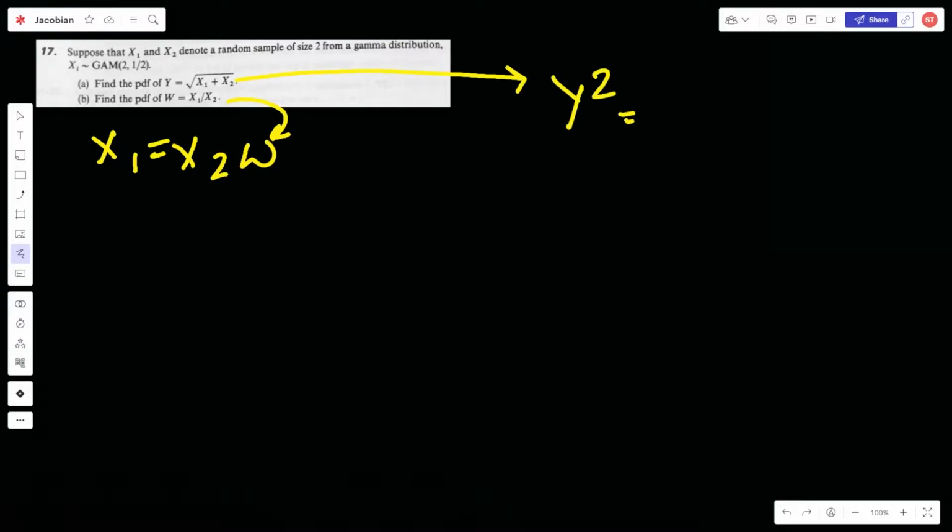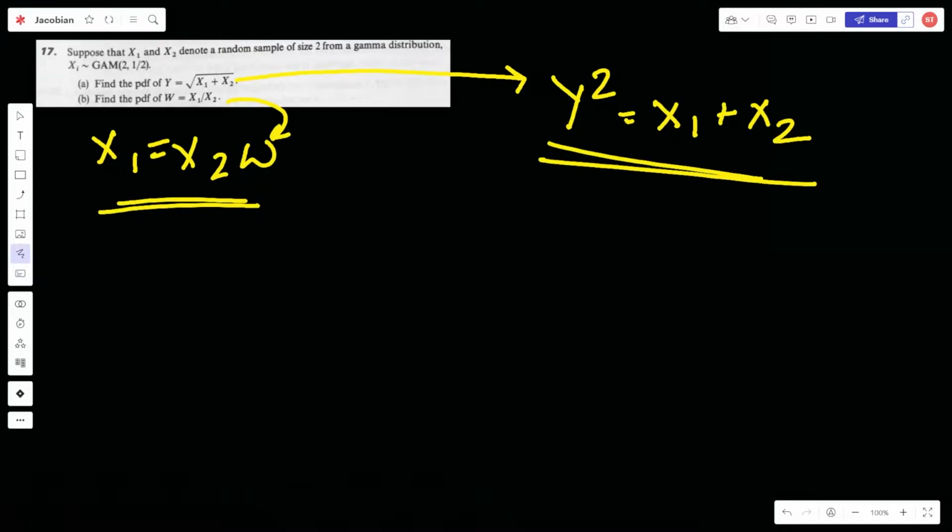So first, here's one of the ways that we can do it. We can first find what our x1 is. We can rewrite x1 as x2 times w. That's what we get from this part. And we can rewrite this equation as y squared is equal to x1 plus x2. Now, notice that this equation can be substituted with this one.